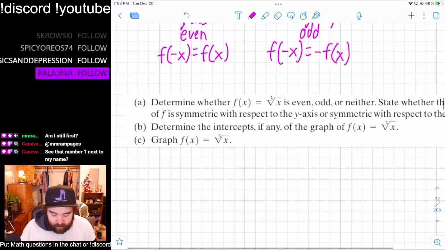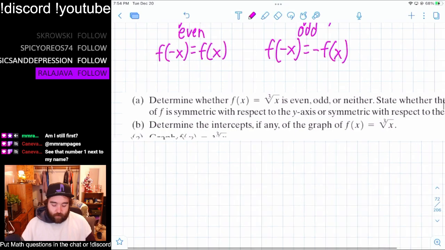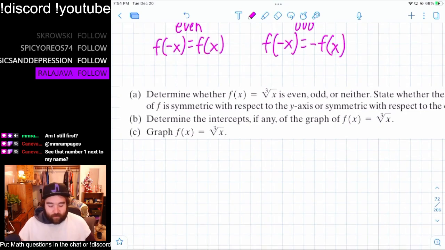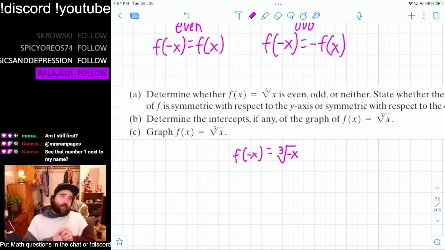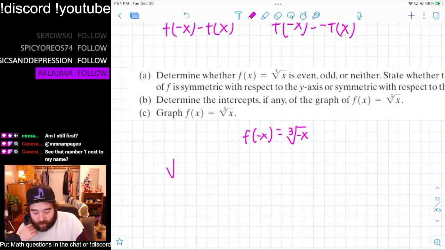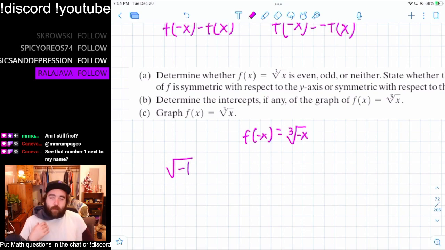So our function is the cube root of x. Maybe the cube gives you a hint, but we're going to find f of negative x. So the cube root of negative x. And this is just really knowing what happens if you take the cube root of a negative number. Because, of course, if you take the square root of a negative number, you get an imaginary number, i. But if you take the cube root of negative 1, what happens? Well, that's just a real number, right? Because you can do that.